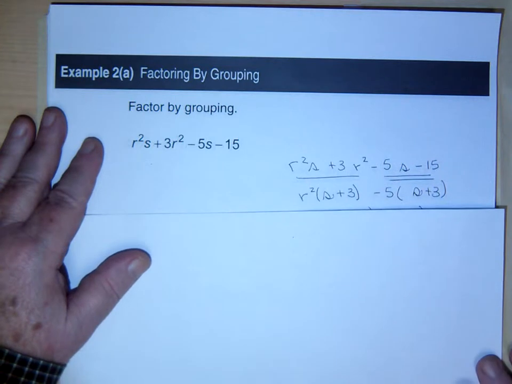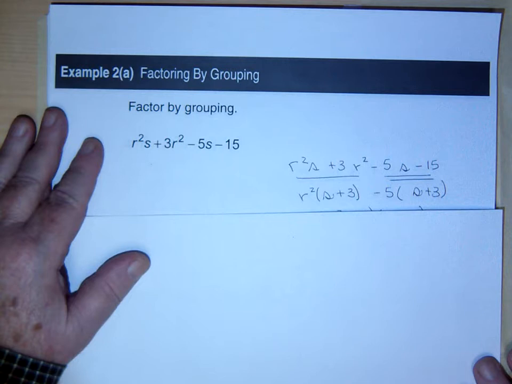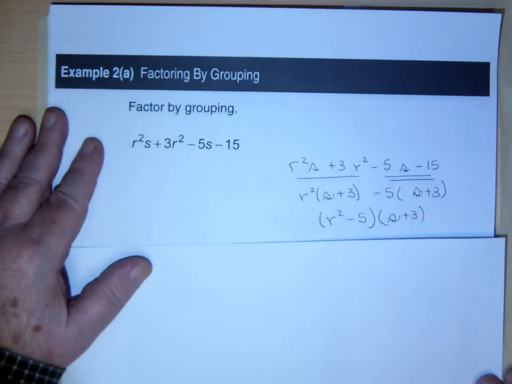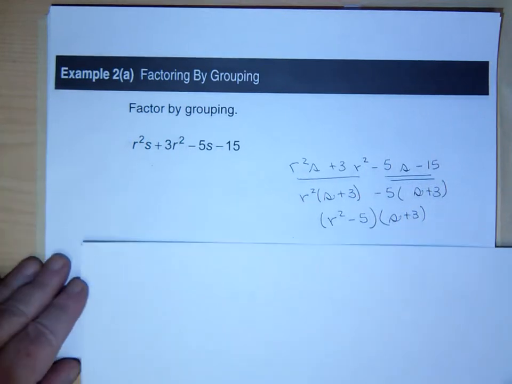We can factor a common factor of r squared out of the first 2 and minus 5 out of the second 2. And so what happens is we're left with an s plus 3, which is a common factor, which we in turn factor out, and there's the final answer, r squared minus 5 times s plus 3.